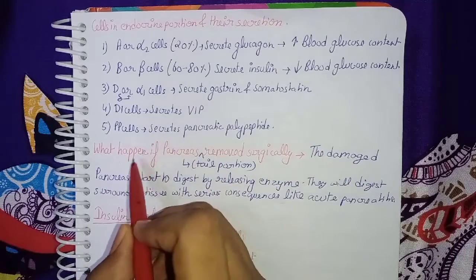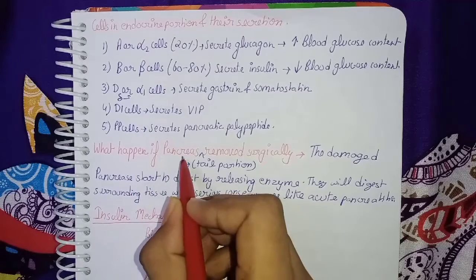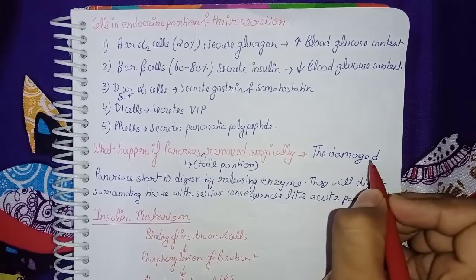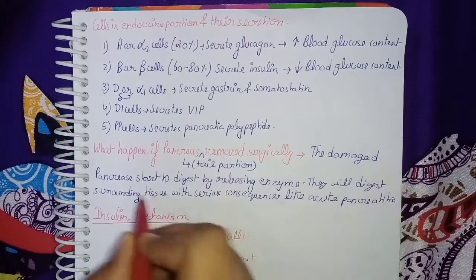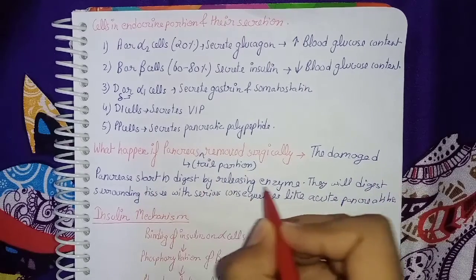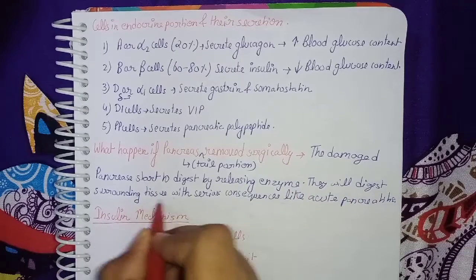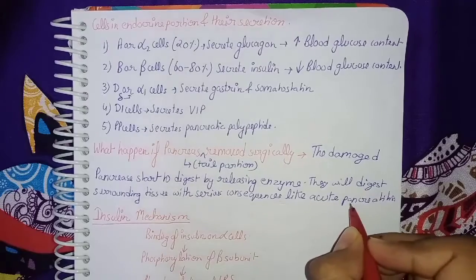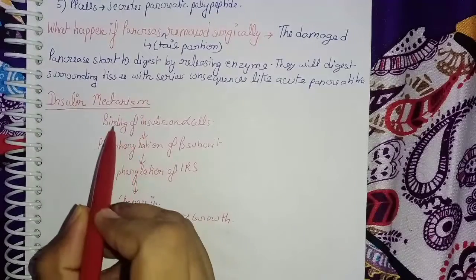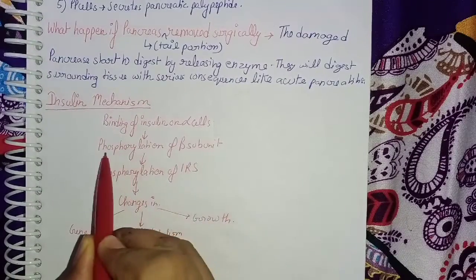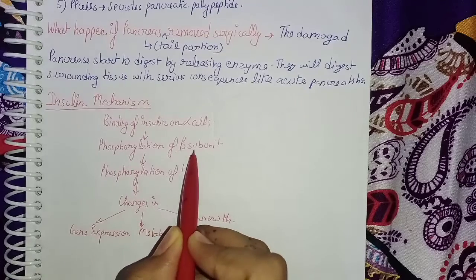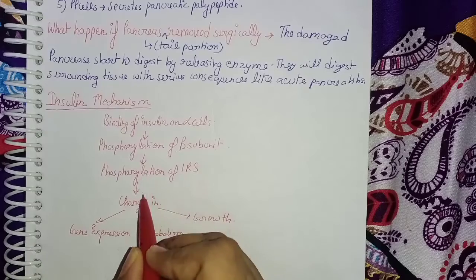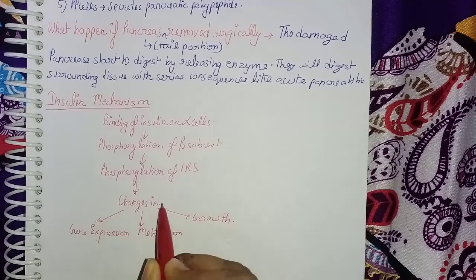What happens now? This is a question. What happens if the pancreatic tail portion is removed surgically? If the damaged pancreas is there, then it will start to digest itself by releasing enzymes. They will digest the surrounding tissue, with serious consequences like acute pancreatitis. Insulin mechanism: binding of insulin on the receptor, then phosphorylation of the beta subunit, which causes the phosphorylation of IRS, which results in changes in gene expression, metabolism, and growth.